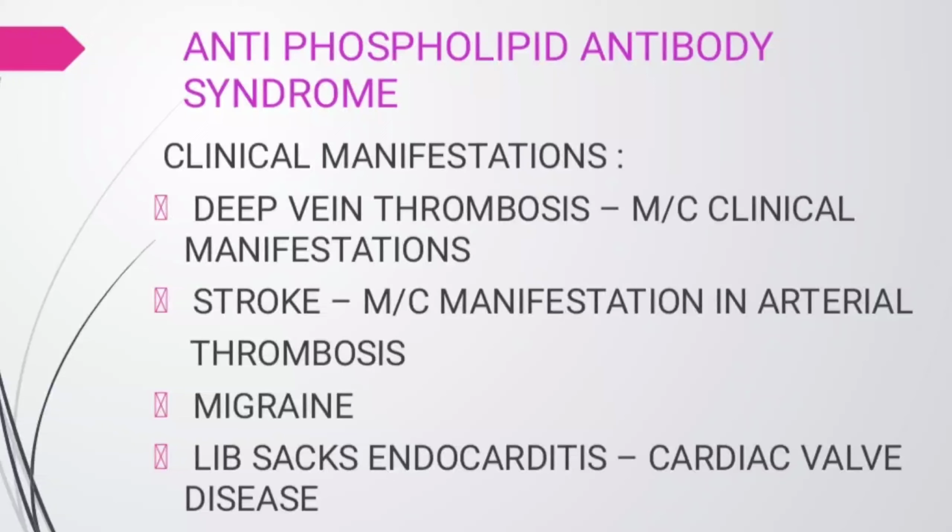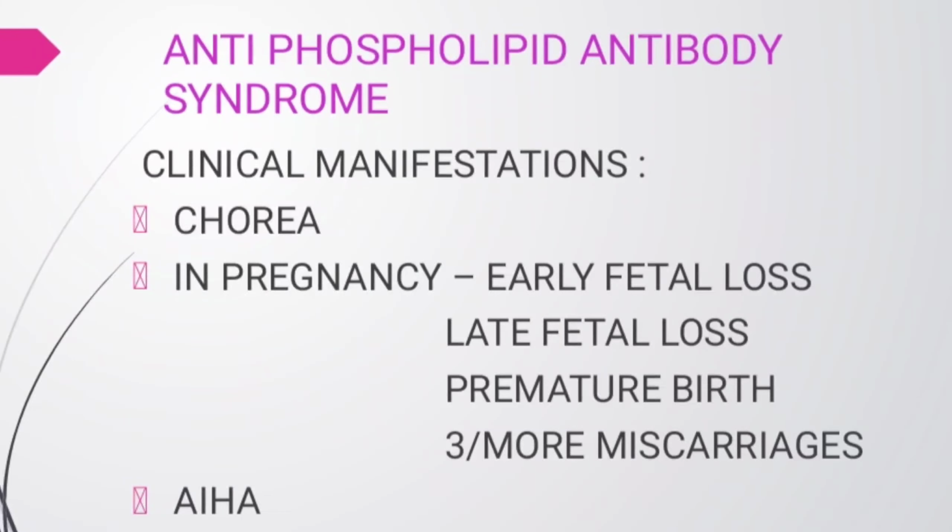In case of pregnancy, these patients often experience early fetal loss, late fetal loss, premature births, or three or more miscarriages. Whenever a pregnant female gives a history of three or more miscarriages, then we need to think about this condition, that is antiphospholipid antibody syndrome. Patients also have symptoms of autoimmune hemolytic anemia, like dark urine, etc.